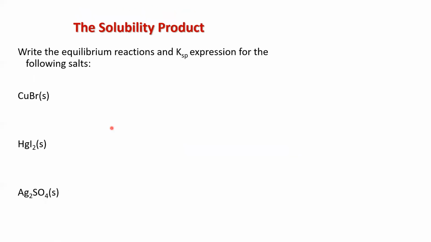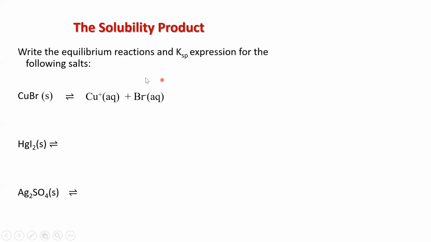All right, so let's get some practice. Okay, let's write the equilibrium reaction and the Ksp expression for these three examples, and we'll do the first one together. So for the first one, we have copper bromide. Now, bromide has a -1 charge. We get that off the periodic table. So the copper has a +1 charge.